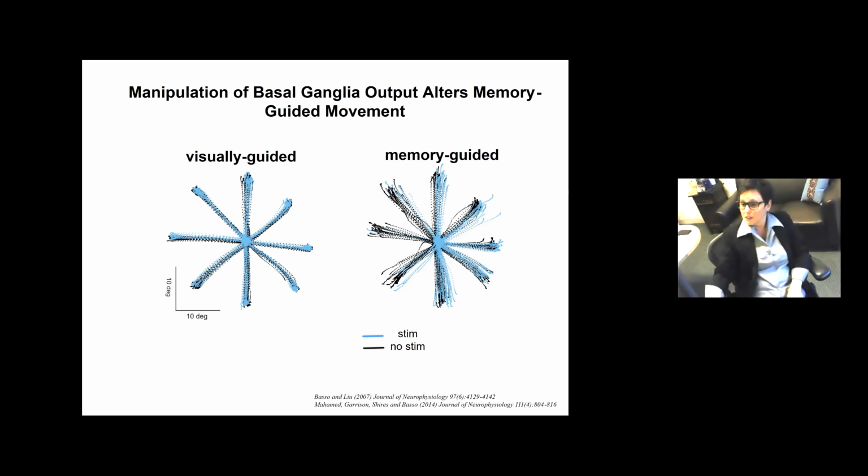And what we found, in fact, was the effect happened when we stimulated during the movement, but as this example shows, it also occurred when we stimulated during the delay period. So even well before the monkey made the eye movement, changing the activity of the basal ganglia changed the monkey's ability to make a subsequent movement when it was guided by memory, not when it was guided by vision. So far, so good? Yeah, great.